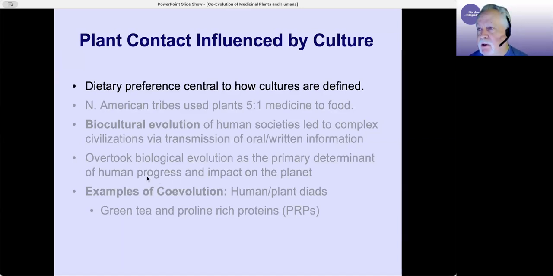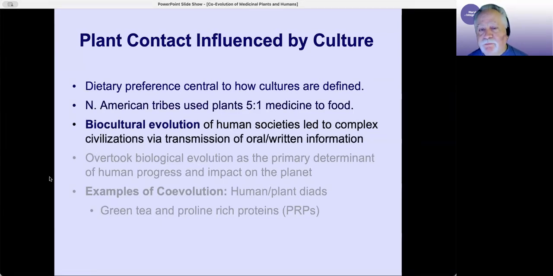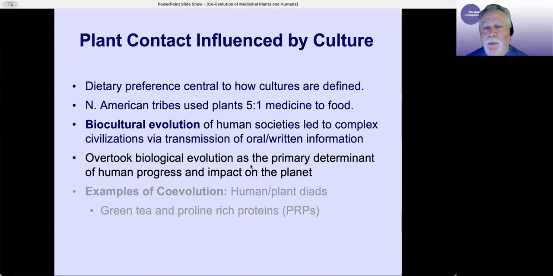Think about Anthony Bourdain traveling, or all the different food shows. The North American tribes, indigenous tribes, use plants in a 5-to-1 ratio, medicine versus food. Now, we don't do that. Think about that. I probably use a pretty high ratio, but I've been trained and I don't tend to use allopathic medicine. Maybe some of you too. But we've got this biocultural evolution where human societies led to these complex civilizations because they were able to transmit via oral and written language information, right? We passed that on. And so literally this biocultural evolution overtook biology as the primary determinant of human progress and impact on the planet.